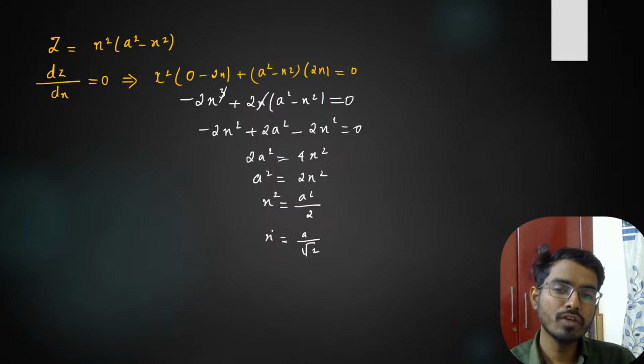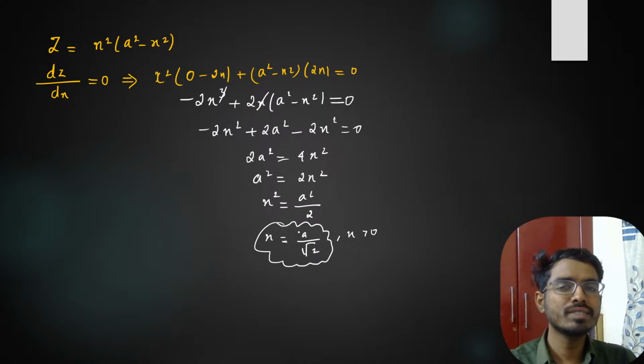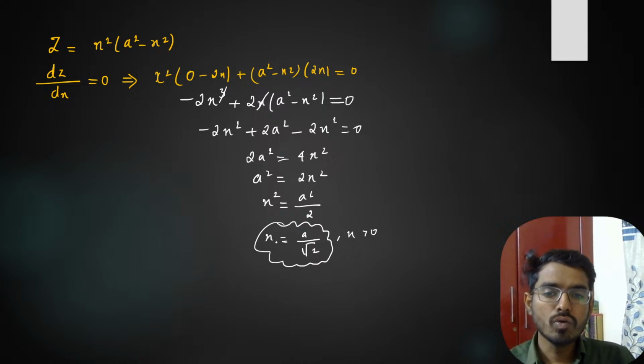We will take it as positive because x is greater than 0. So this is the critical point. Even though we have plus or minus a by root 2, since x is a side length, we will keep x as a by root 2. Now this will have either maxima or minima at x is equal to a by root 2.